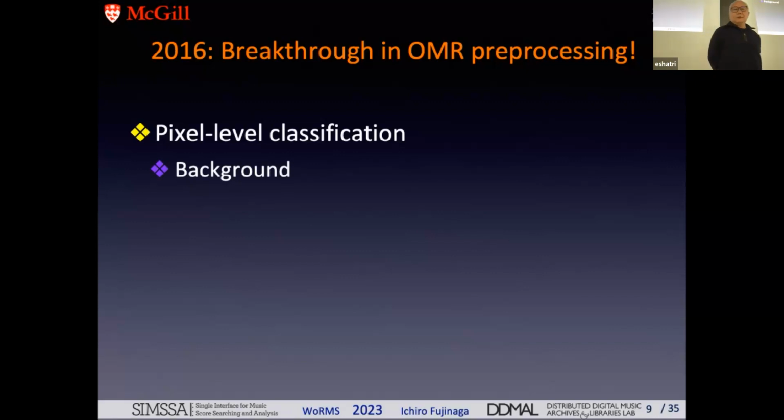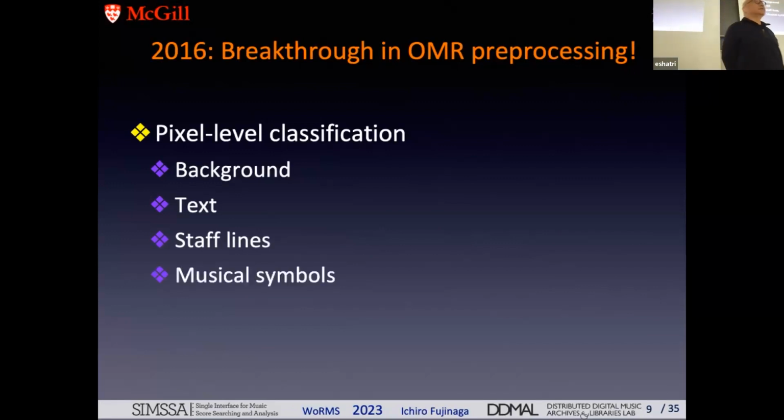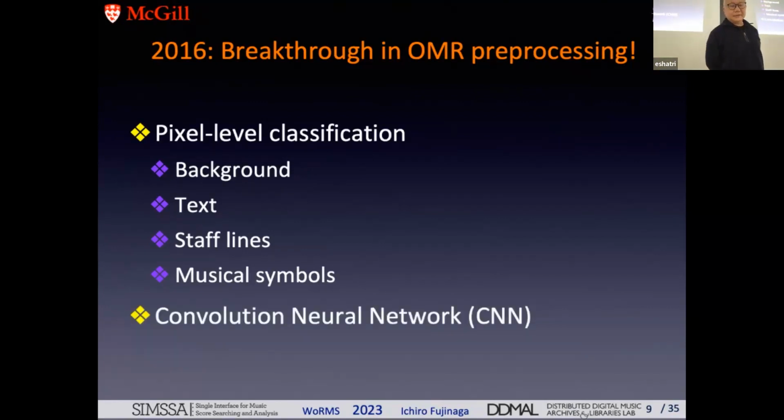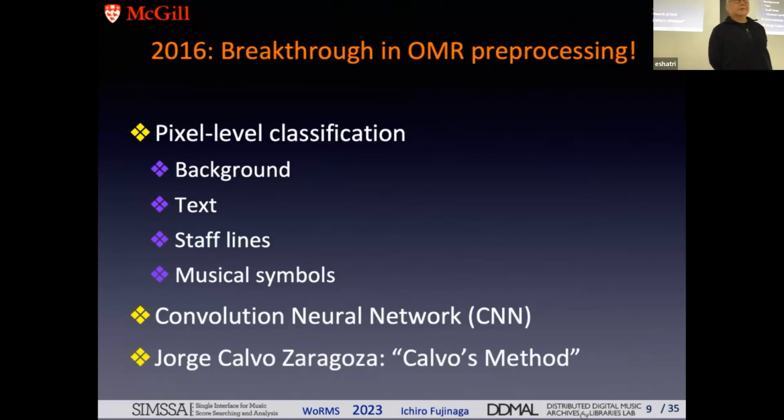The whole point was to be able to figure out what's background, what's text, what's staff lines, and what are the musical symbols. So it's like a 4 class classification. And he used a CNN, and we called it Calvo's method. He doesn't like it, so don't you ever call it Calvo's method.